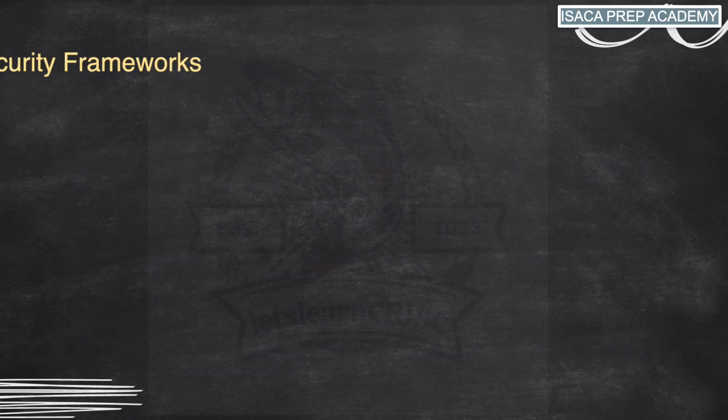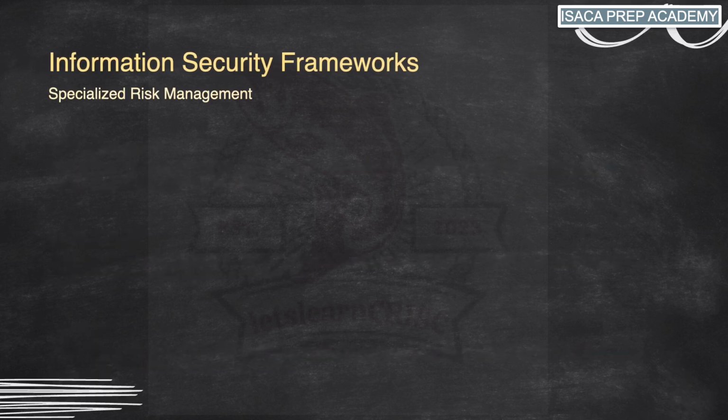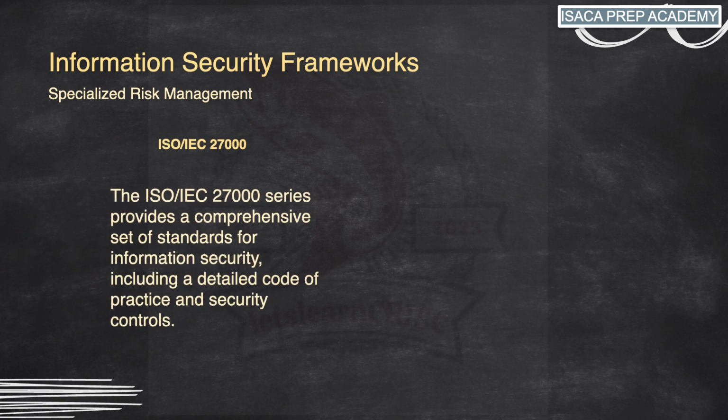Moving next, friends. Next, we'll understand the information security framework, that is ISO/IEC 27000. Friends, the ISO/IEC 27000 series is a collection of international standards that cover various aspects of information security management. These standards provide guidelines and best practices for organizations to establish, implement, maintain, and continually improve an information security management system.